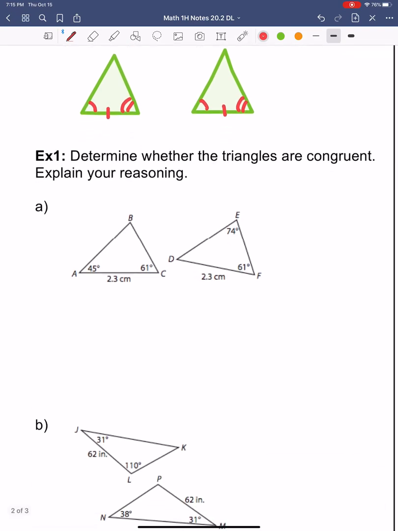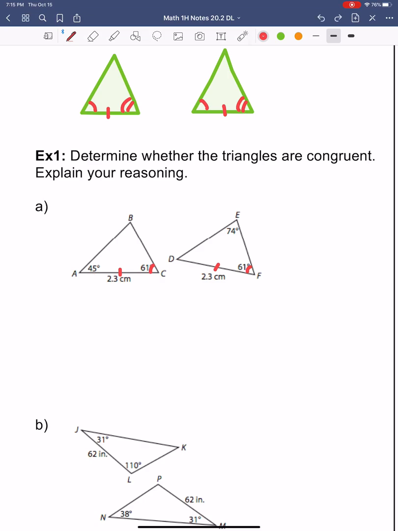Let's take a look at what this might look like. It says determine whether the triangles are congruent. Explain your reasoning. So a couple things we can do here. First, we see that we have some congruent sides, right? So we've got 2.3 is congruent to 2.3, so we've got a pair of congruent sides there. We also know that 61 is congruent to 61, so we've got some congruent angles there. And then we know that angle A is equal to 45, but we don't know what angle D is, and that's the angle that we would need to prove this using angle, side, angle.